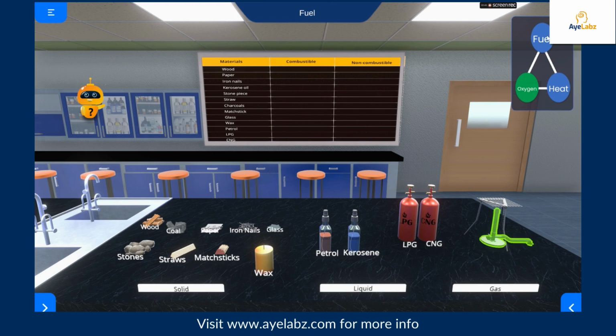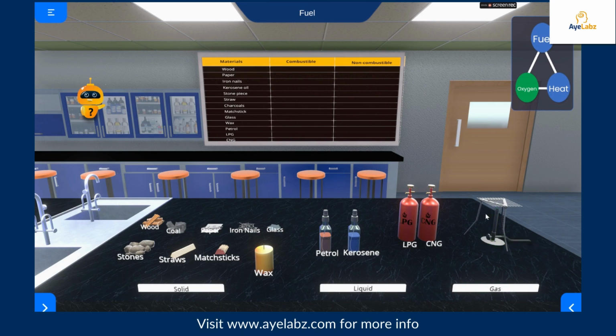Fuel is the stuff that burns, whether it is wood, gasoline, or even a candle. Oxygen, that invisible gas in the air, feeds the fire. And heat is the energy that gets the whole thing started.